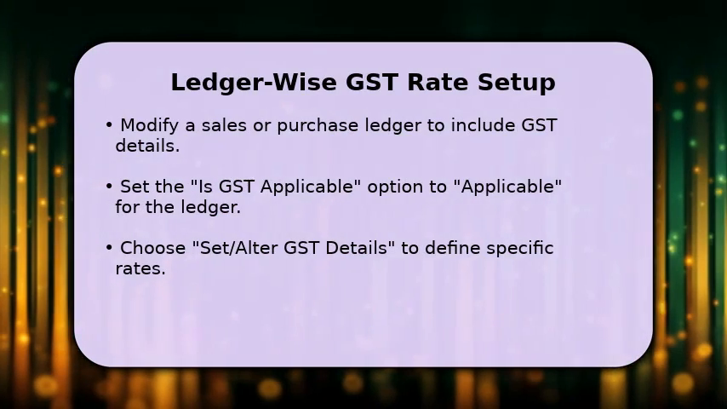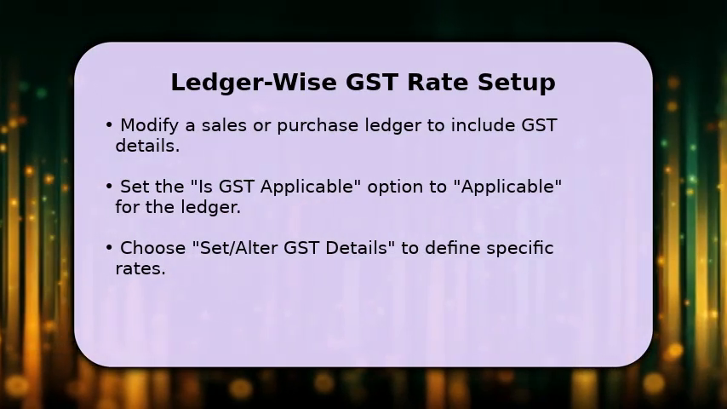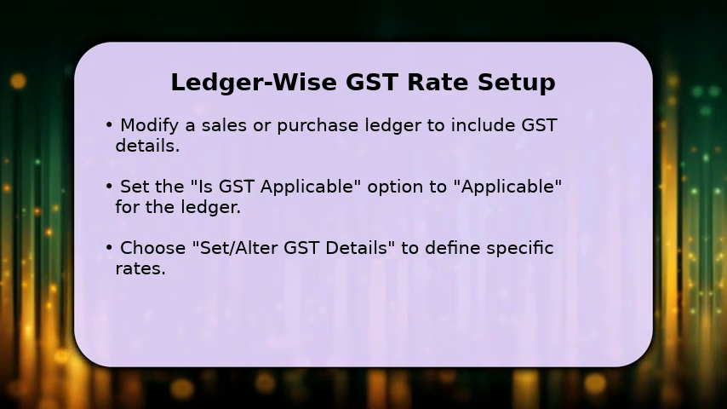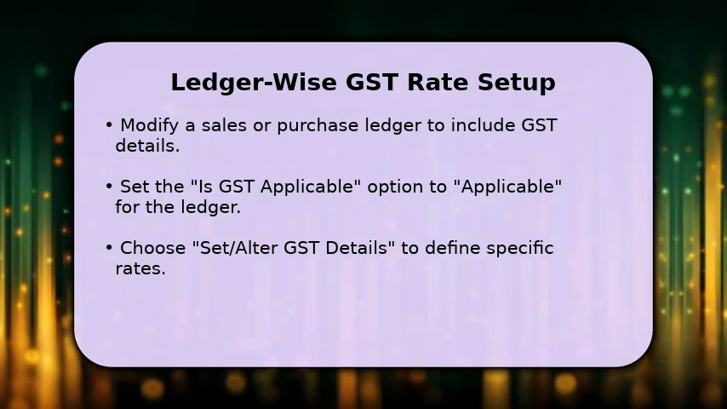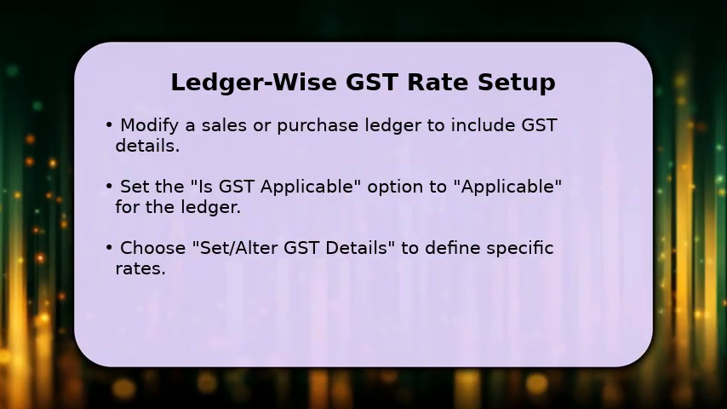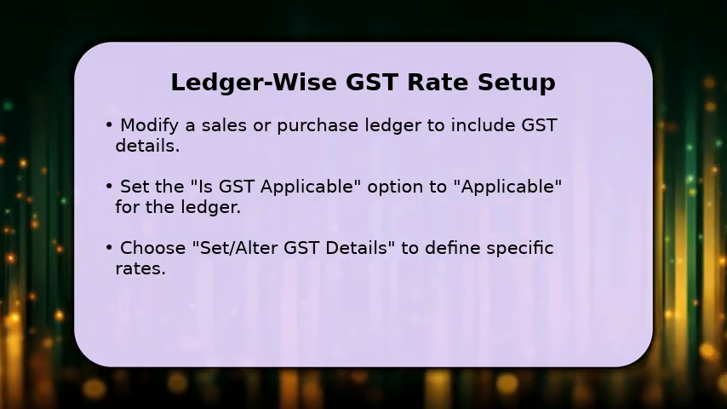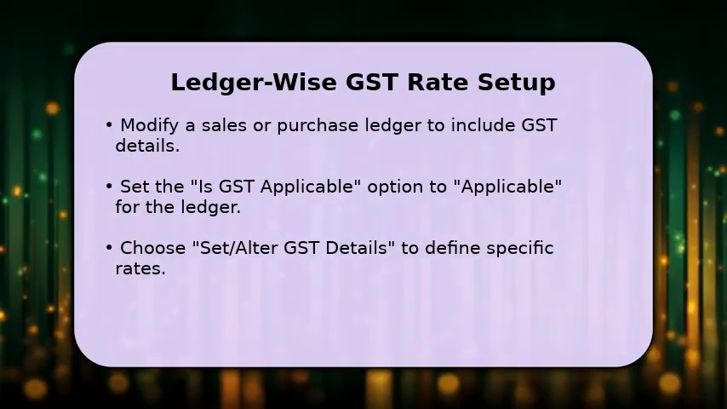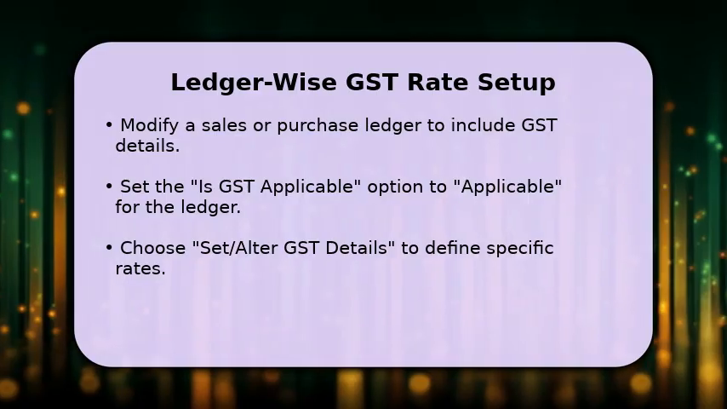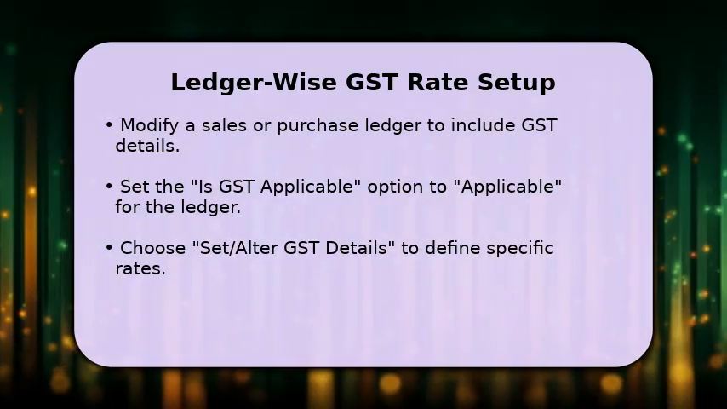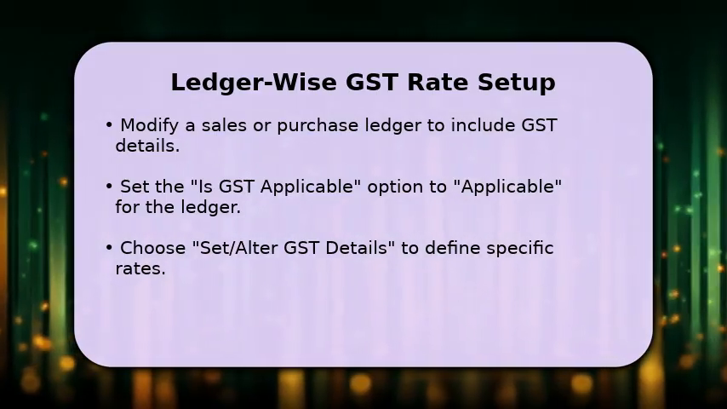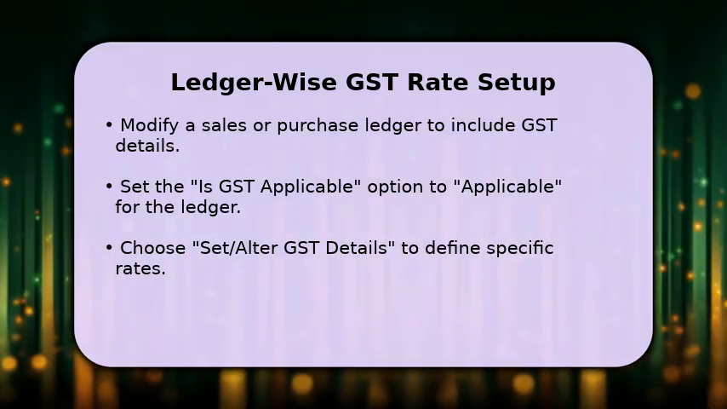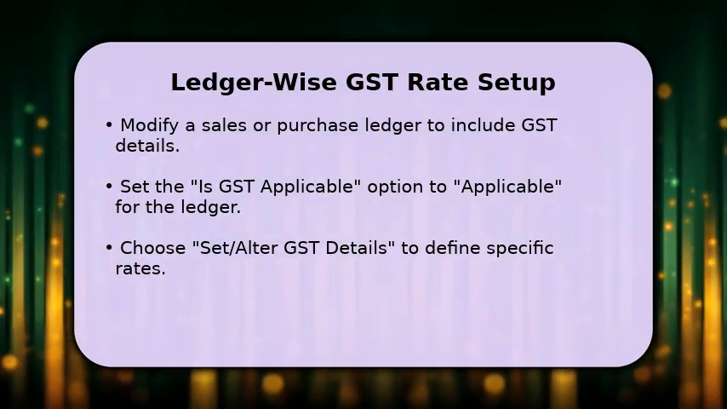Finally, you can also configure GST rates at the ledger level, particularly useful for services or when rates vary by transaction type. When altering a sales or purchase ledger, ensure "Is GST applicable" is set to applicable. Then, select Set/Alter GST Details to define the HSN or SAC code and the integrated tax rate directly within the ledger. This provides flexibility for transactions where item-level rates might not be suitable.